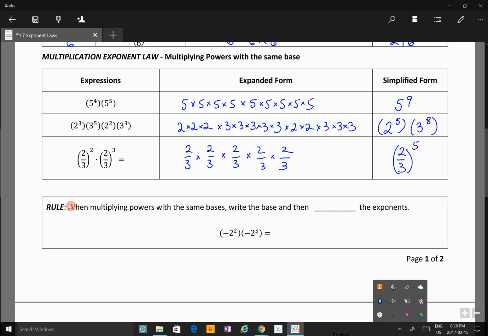So it turns out the rule is when I multiply powers with the same bases, write the base and then add the exponents. So for this one, my base is here, so I have here negative 2. And all I have to do is add the exponents. 2 plus 5 makes 7.